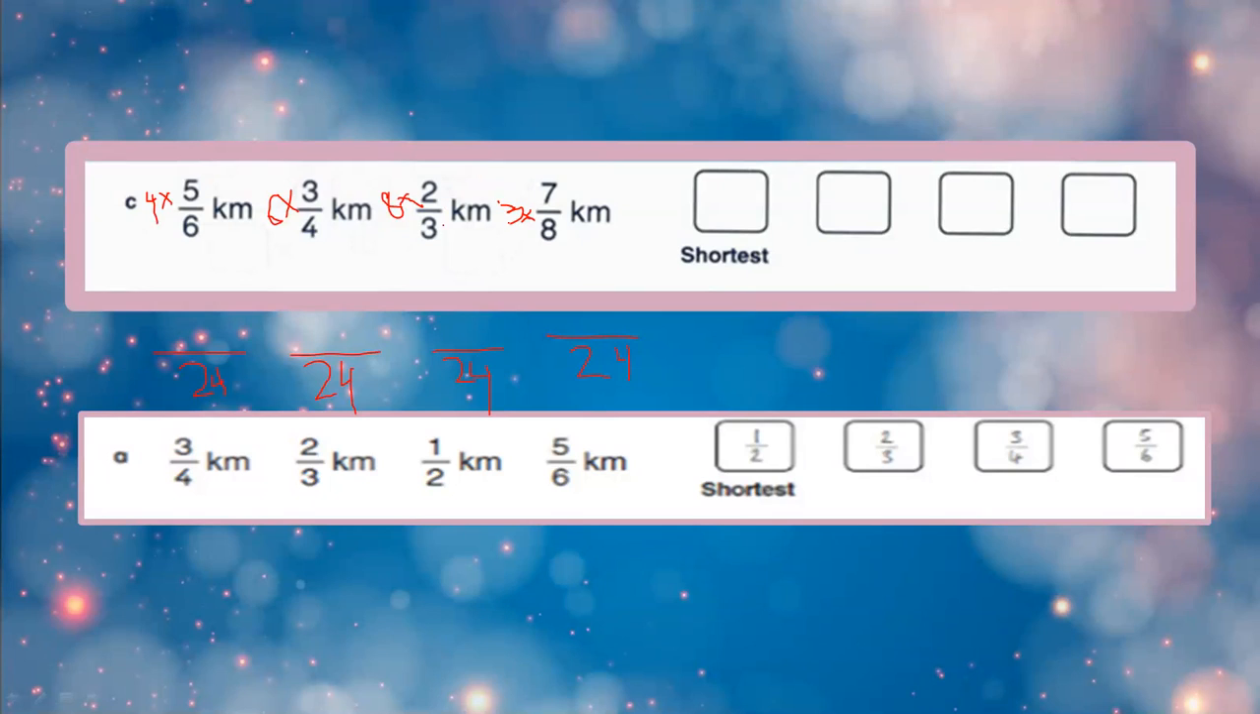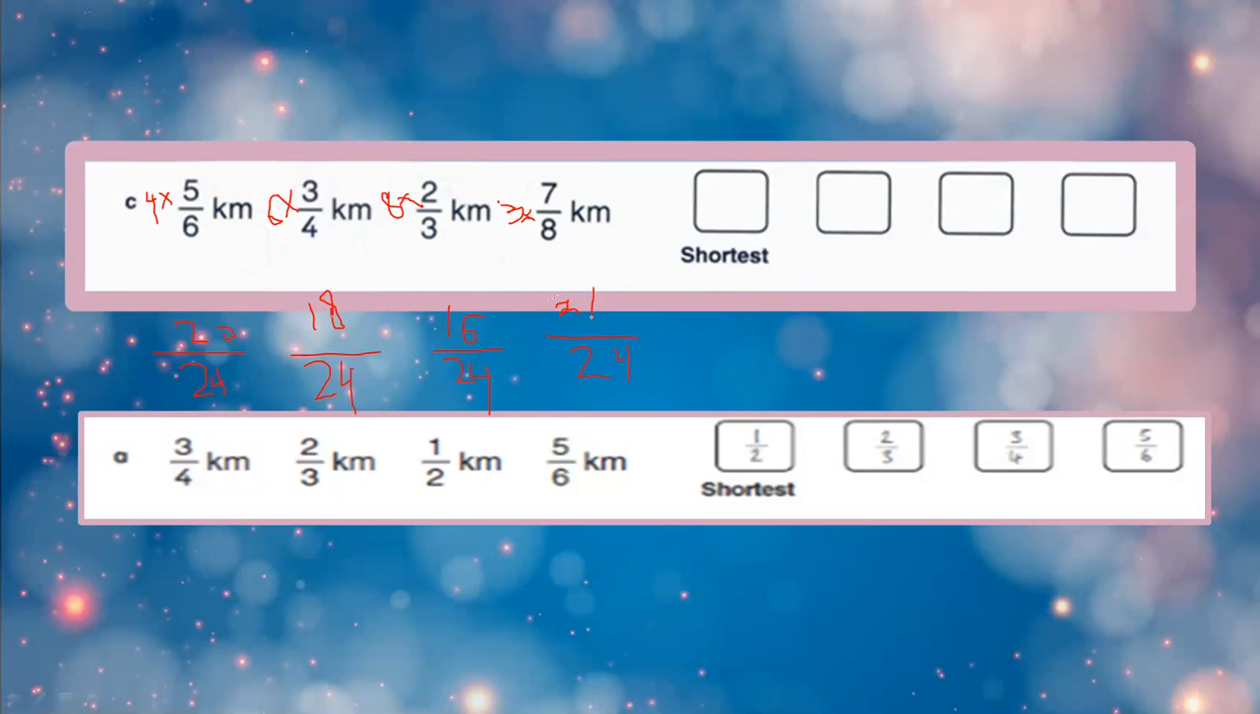Now, multiplying by 4, 5 fours are what? 20 here. 6 threes are what? 18 here. 8 times 2, what will it be? 16. That's great. 7 times 3, what comes? 21. Now step 2 is done. Denominator and numerator parts are done. We can compare these fractions very easily. What are these? 20, 18, 16, 21.